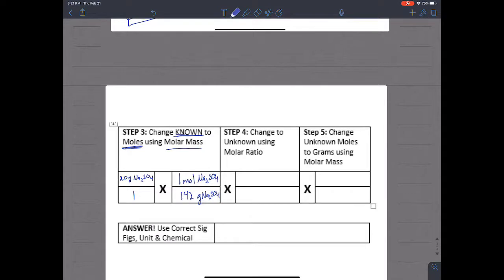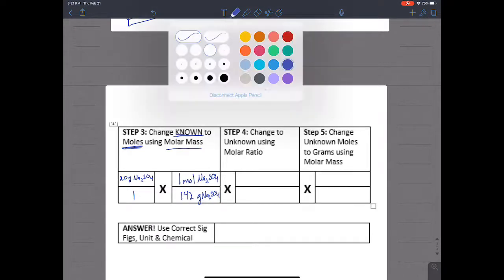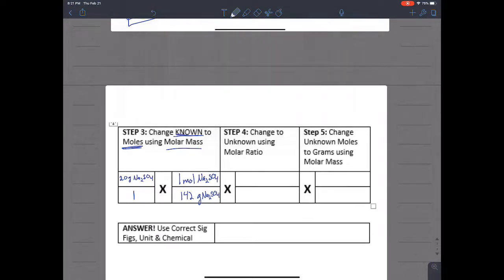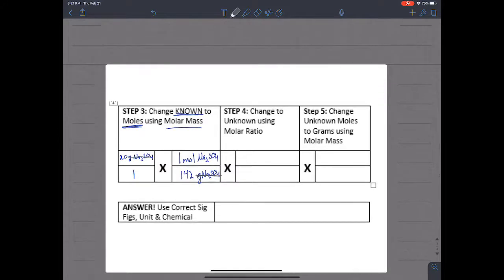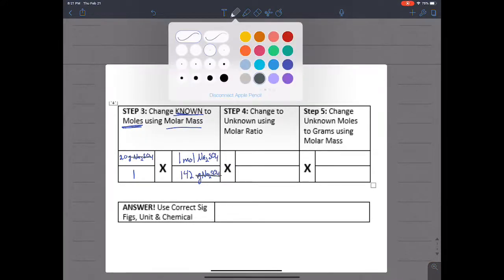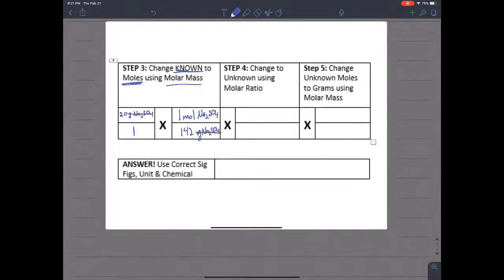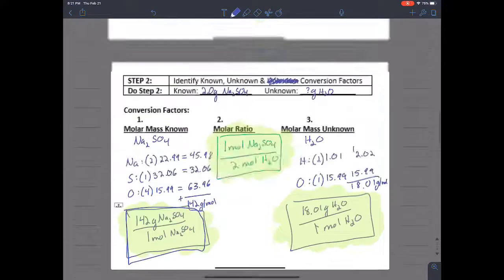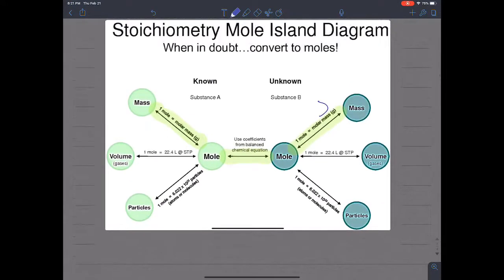Okay, so in my first conversion factor, I'm going to be canceling grams, and I'm going to be left with moles. Okay, so now that I'm left with moles, I use my mole ratio to convert it into moles of water. I just went from grams of Na2SO4 to moles of Na2SO4. My next step is to take those moles of Na2SO4 and convert them to moles of water.